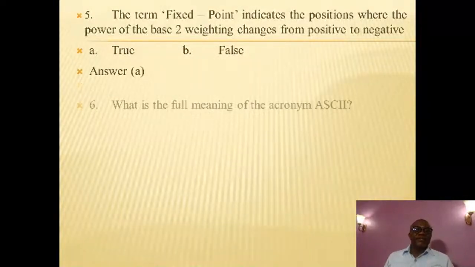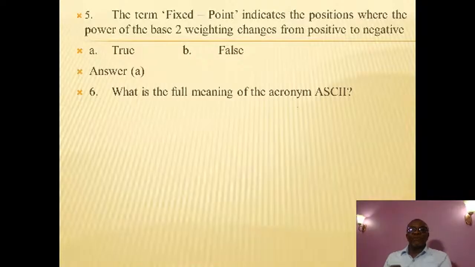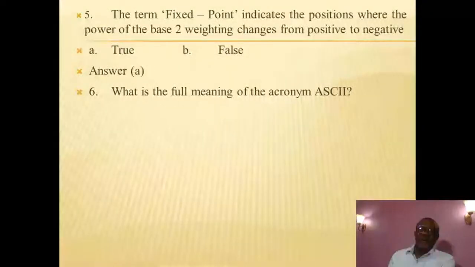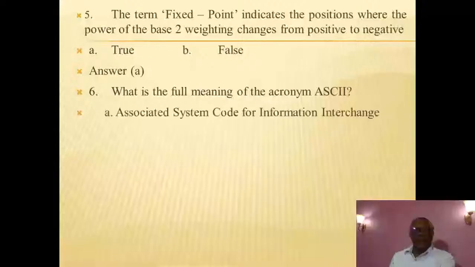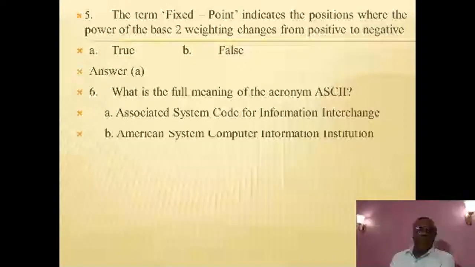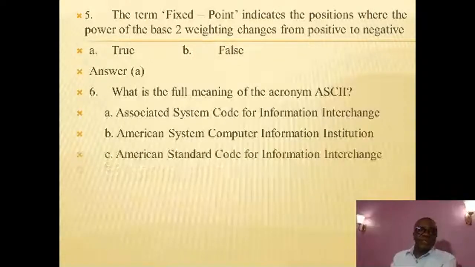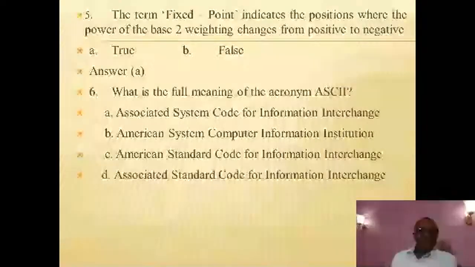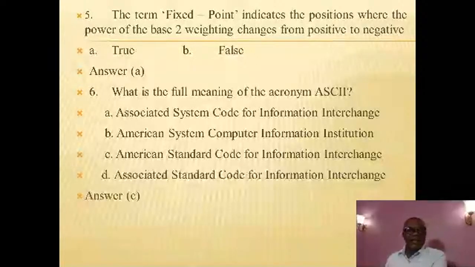The next is, what is the full meaning of ASCII? 1, Associated System Code for Information Interchange. 2, American System Computer Information Institution. 3, American Standard Code for Information Interchange. 4, Association. And our answer is C. ASCII means American Standard Code for Information Interchange.